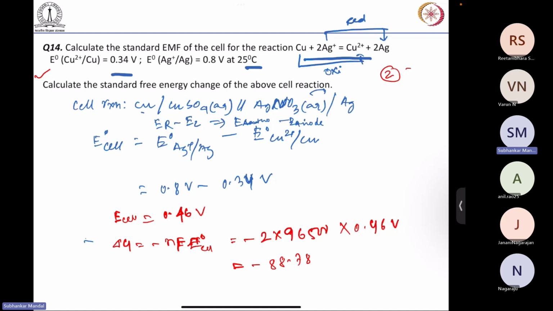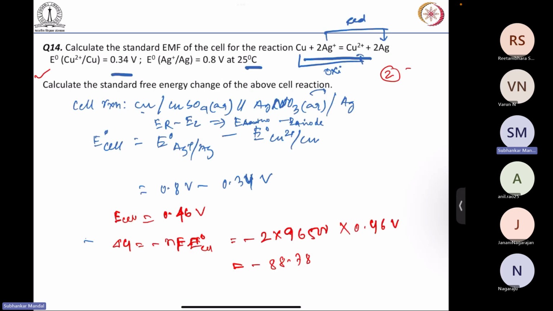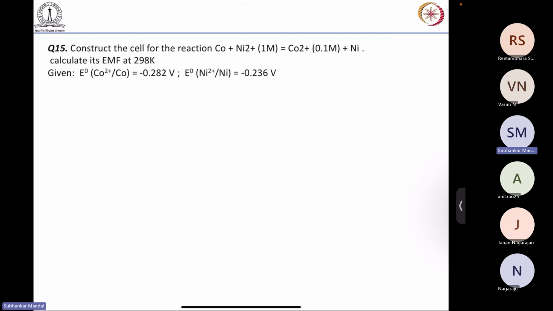So this is the answer. Now we can go to the next problem. The question is to construct a cell for a reaction: cobalt plus nickel 2+ going to cobalt 2+ plus nickel. I think the 2+ will be a superscript. Then calculate the EMF at 98 degrees Celsius. I think it is quite easy, whatever we have done previously, the same thing. How much will it be?